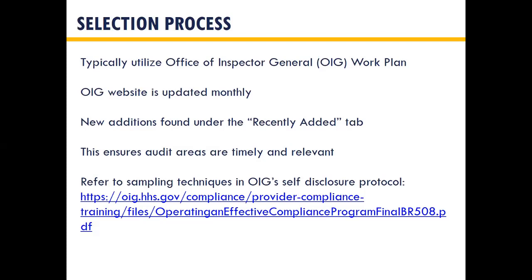So you will go on there, and if you don't know how to get to it, the simplest way is in Google, type in OIG work plan. It's the first thing that pops up. Click on that. You'll find all the new additions under the recently added tab. So you'll click on that, and then you'll be able to see everything that they're looking at for that month.